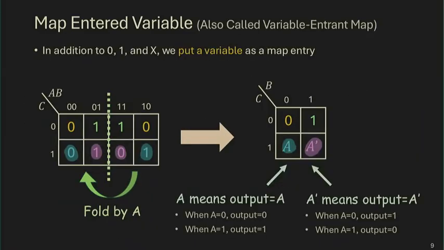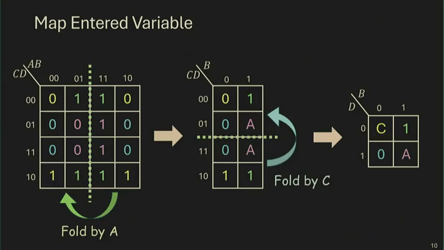All right. You see with this method, now we can represent the very same function in a 2-variable K-map instead of a 3-variable K-map. In general, we can apply this method to fit a larger function into a smaller K-map. You can fold a K-map multiple times by any variables you like.